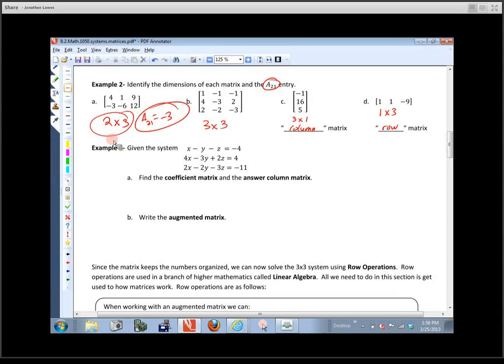What if it doesn't have an A? You're getting way too far ahead. Okay. What about this one right here? What's in the second row, first position on this one? 4. This one would be a 4. Second row, first position here? It doesn't have one. Doesn't have a second row. So A21 does not exist.